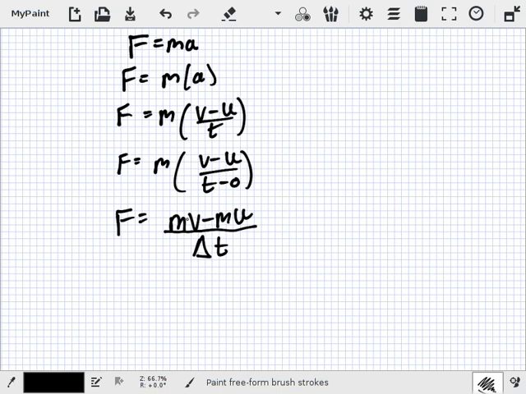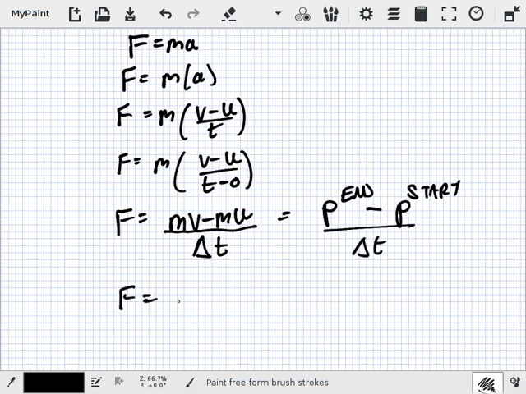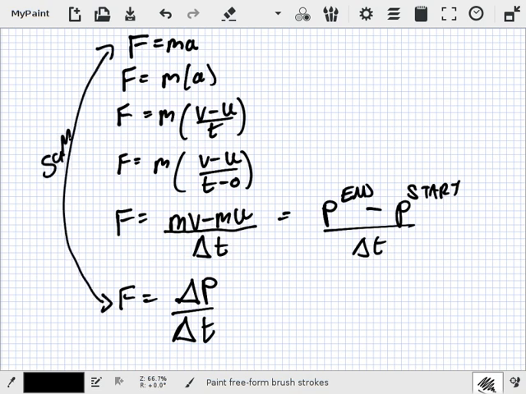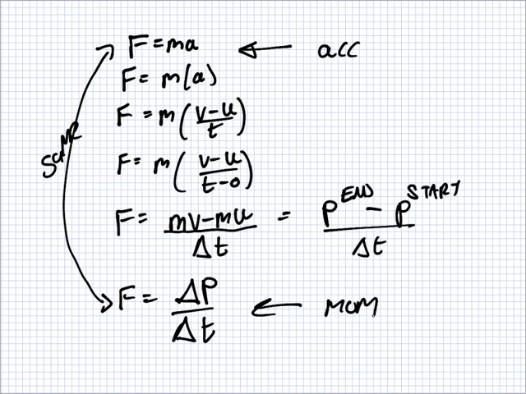But what did I say mv was? It's momentum. But what's the difference between mv and mu? Well, it's the difference between momentum at the end and momentum at the start, because it's u and v. So on the top, it's momentum at the end minus momentum at the start over delta t. So actually you could think of that as just the change in momentum. The delta means change. So in other words, this and this is actually the same formula. It's just in this version you use acceleration, whereas in this version you use momentum. But they give you the same force.